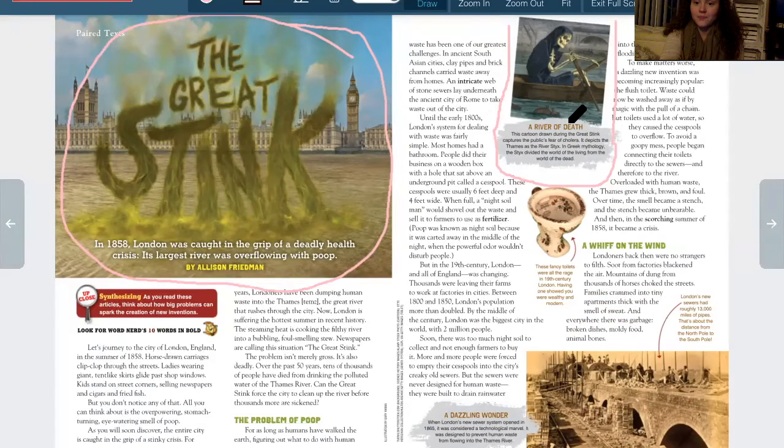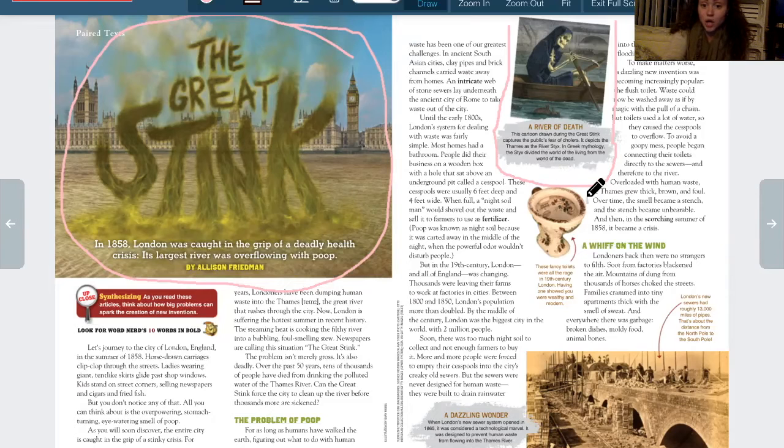So they're comparing this river, the Thames River in London, that's where this takes place, to a place in Greek mythology that separates the living from the dead. So that's giving me clues right there that there's probably a problem with this river. So let's see a little bit more.